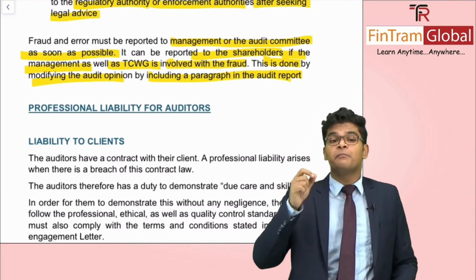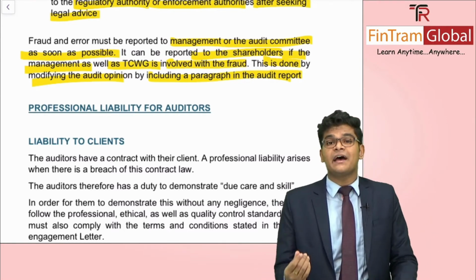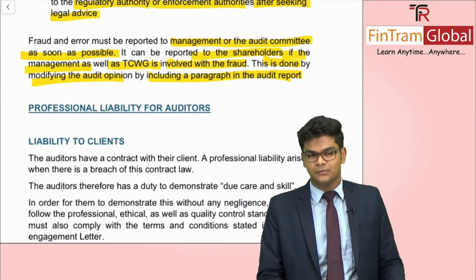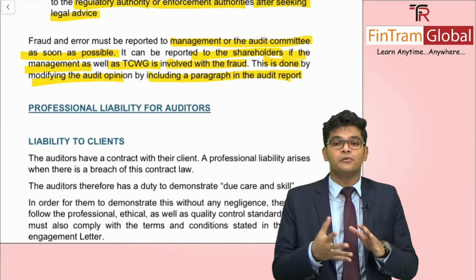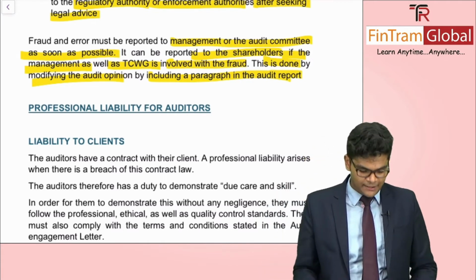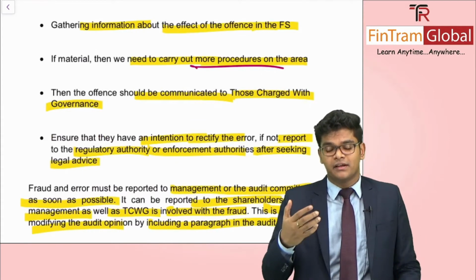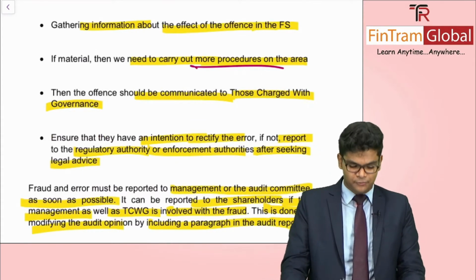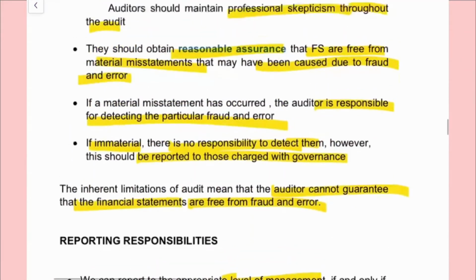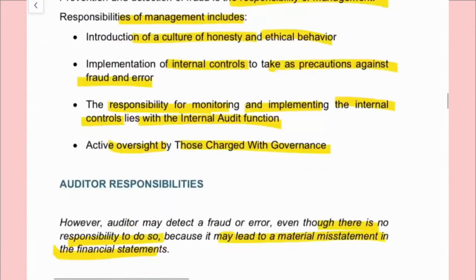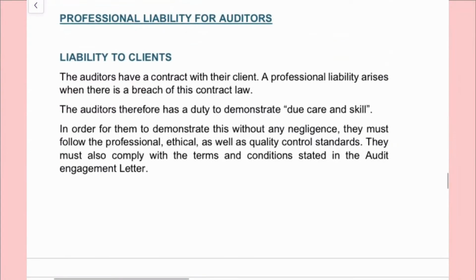And how do we do that? By modifying the opinion within the auditor's report, and of course by including a paragraph within the auditor's report as well. Okay, folks. So that's basically how we communicate to the shareholders of the organization. So remember that. That's basically how we report fraud or error activities. Keep this in mind. So now that's all for this particular topic. So effectively an easy set of topics, isn't it? As simple as that. Moving on to the next one, that is professional liability for auditors.